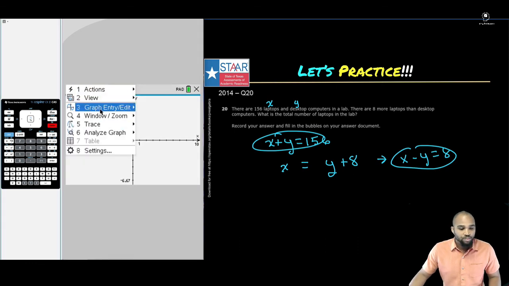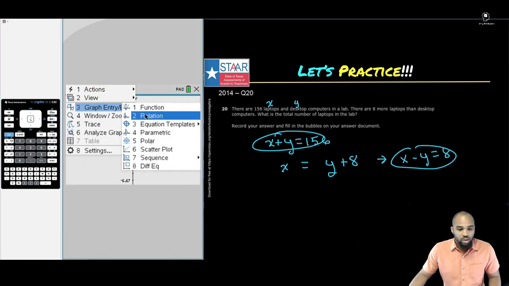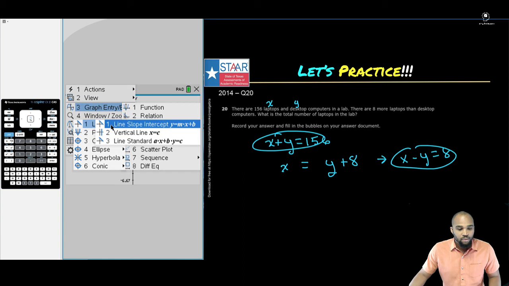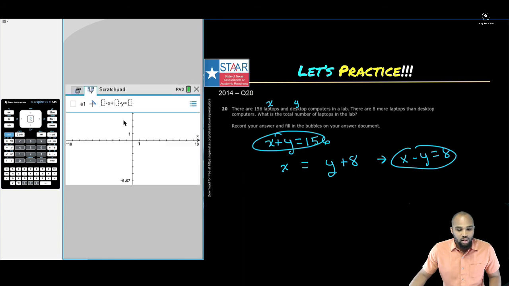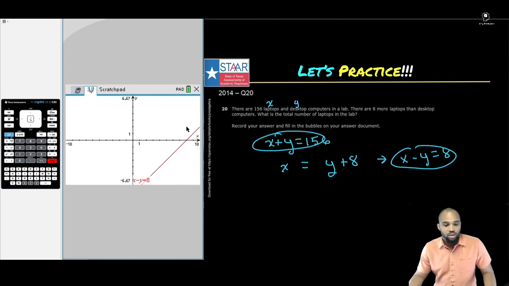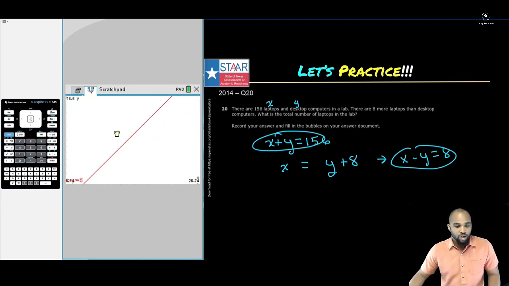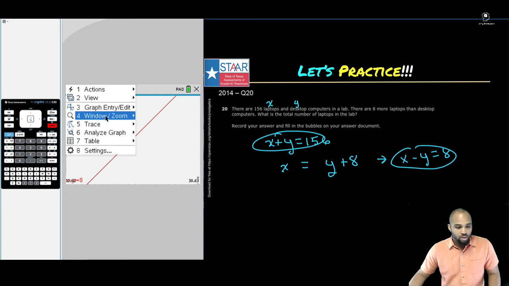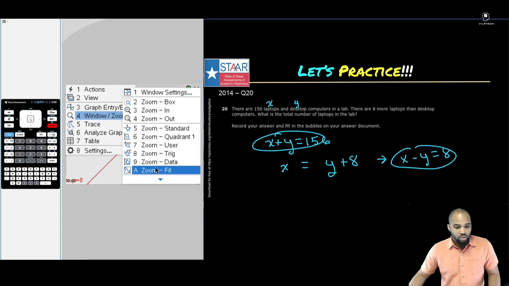So I'm going to my calculator and we're going to go to relation, equation templates, line, and standard. And now I'm going to put in this one, 1x plus 1y is equal to 156. Press enter, and the other is 1x and negative 1y is equal to 8. Press enter. So I'm looking for the lines. I know they're here somewhere. You can kind of move around if you want to, but I'm going to press menu and ask the calculator to go fit the graph. So go look for it, please.